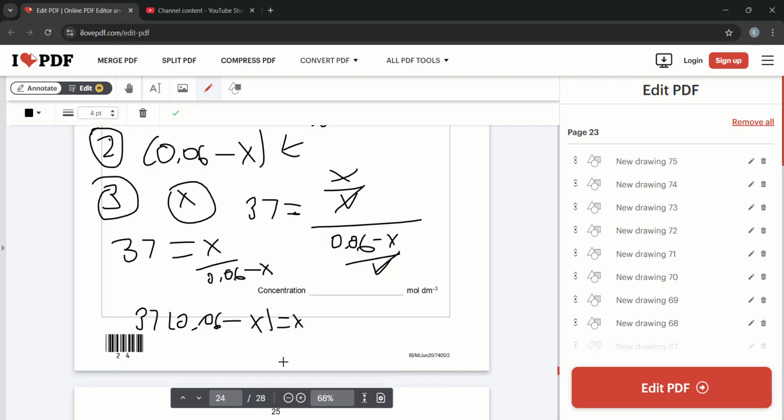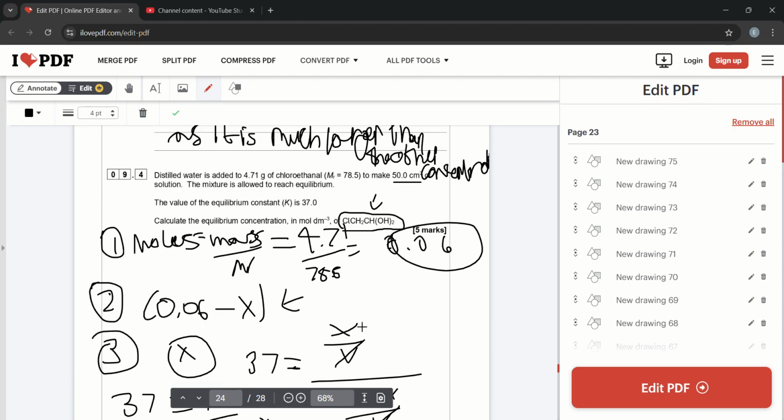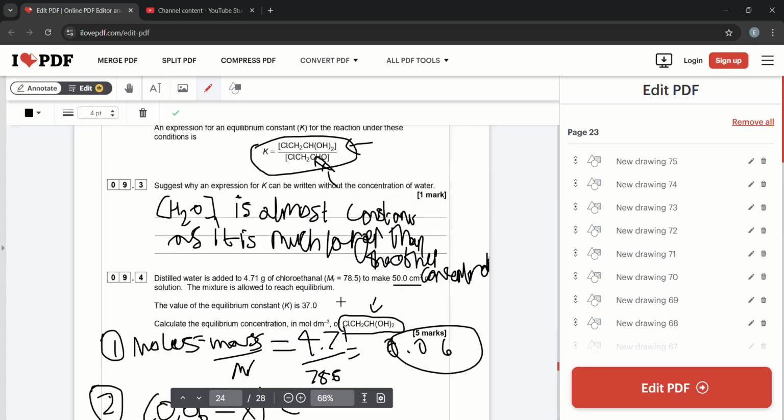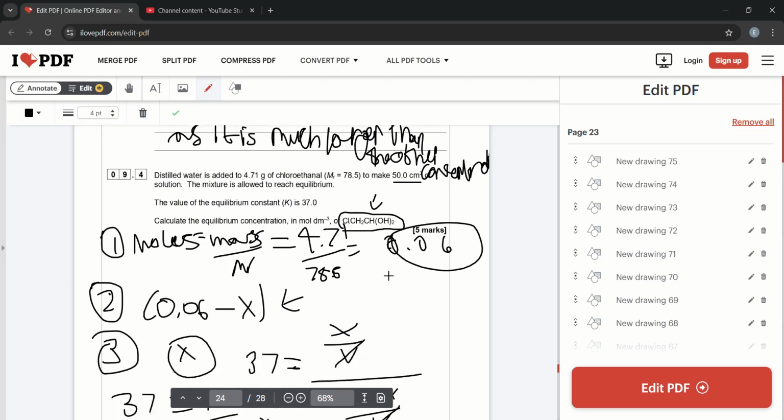37 times 0.06 is 2.22, minus 37X equals X. 2.22 divided by 38, so we get X equals 0.058421. Now, how do we answer the question? Well, what is the question? Calculate the equilibrium concentration in moles per dm cubed of ClCH2CHOH squared. Well, we know that is just going to be X.